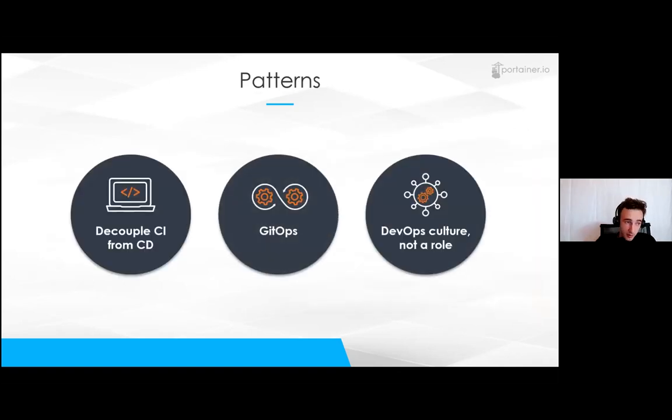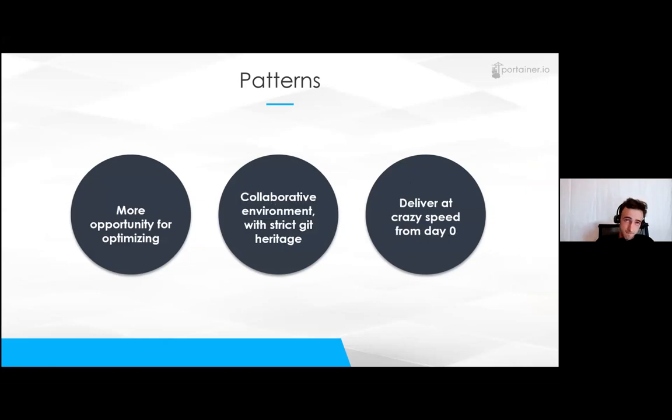The patterns that we just went over are decoupling CI from CD, GitOps and DevOps culture. What we actually get out of those patterns is more opportunity for optimizing our development process. It's that collaborative environment with Git heritage, with all of the features that Git provides us, merging, rebasing, et cetera. And as the end state of that, it's delivering at really crazy speed from day zero, which you achieve with DevOps culture.